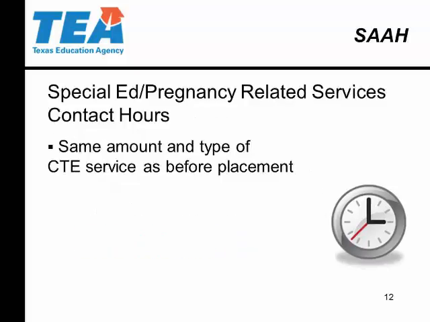For special ed, pregnancy-related services, and other certain demographics of students, you have to offer the same amount and type of CTE service as before placement. So if you have a student that is now going to be coded as a PRS, a pregnancy-related service student, you still must offer the CTE service in the same amount and type as before she was placed with that code. And there's more information in the SAW about the different settings that apply to this.